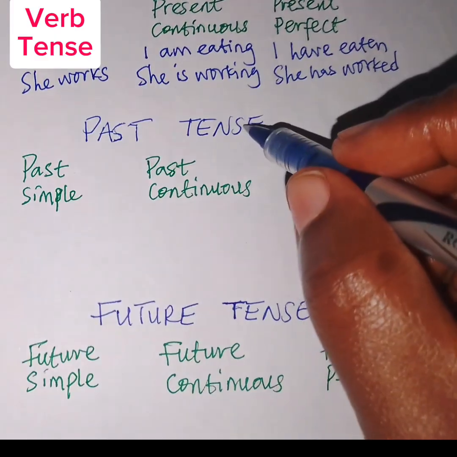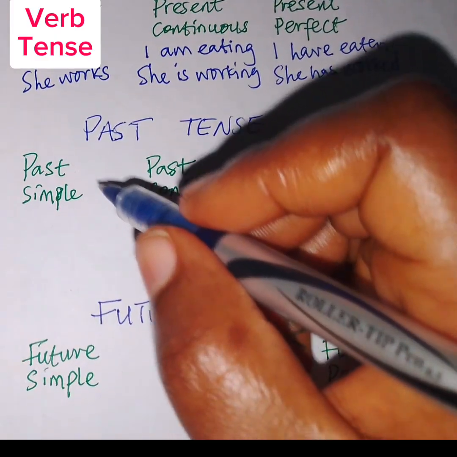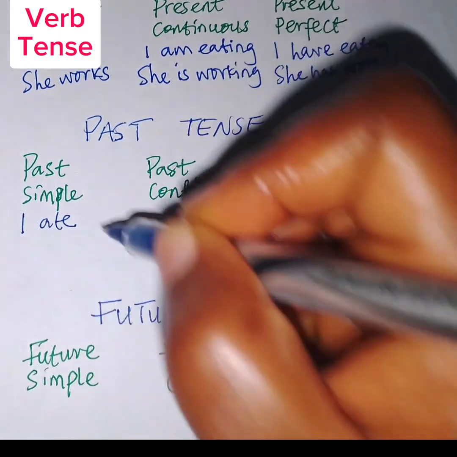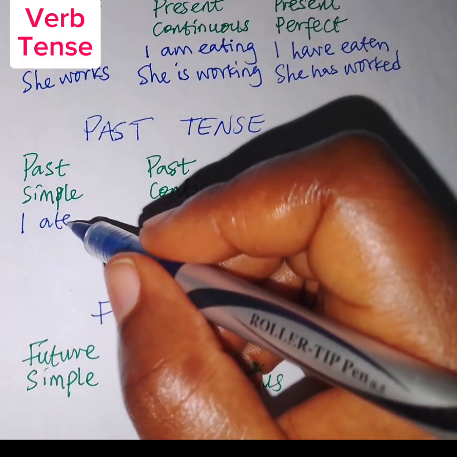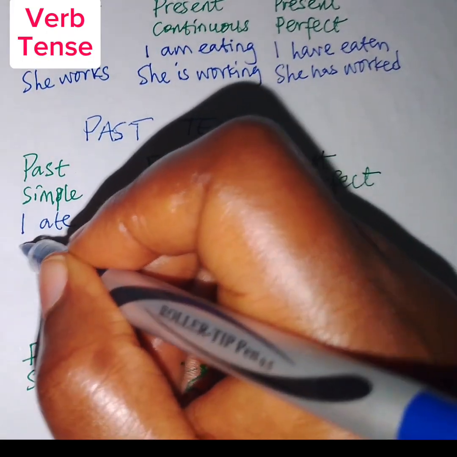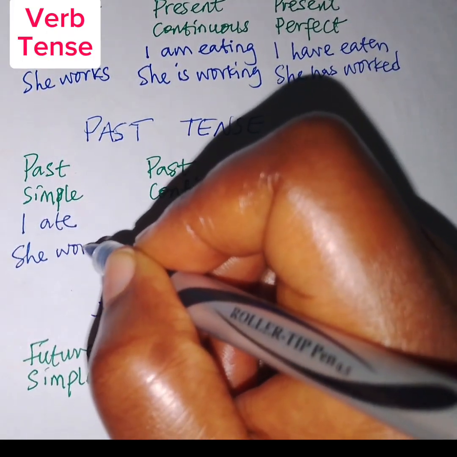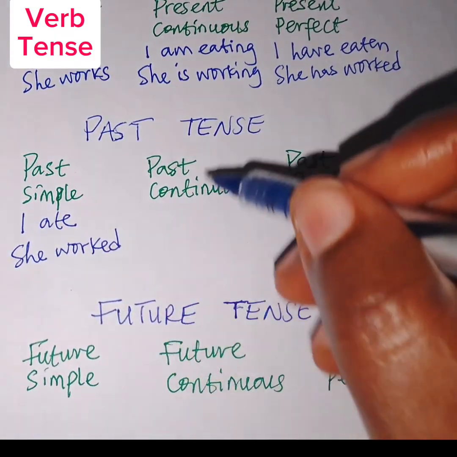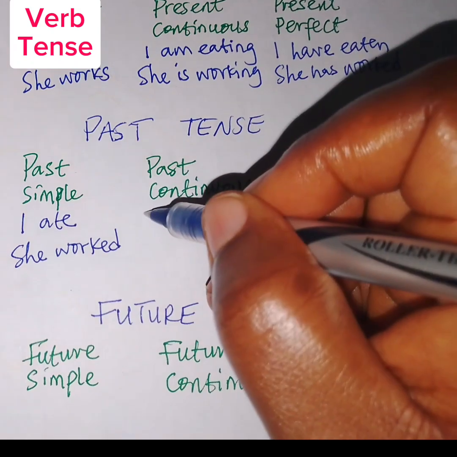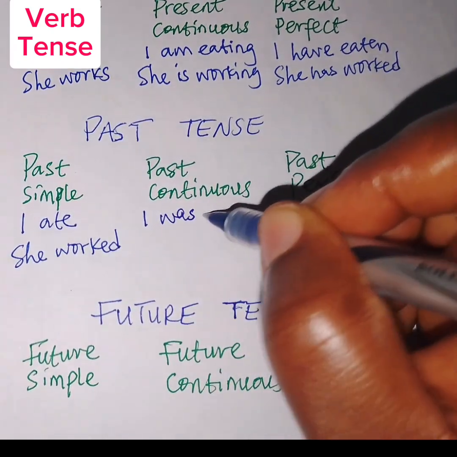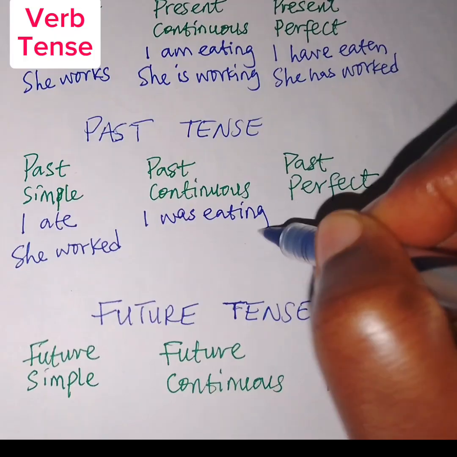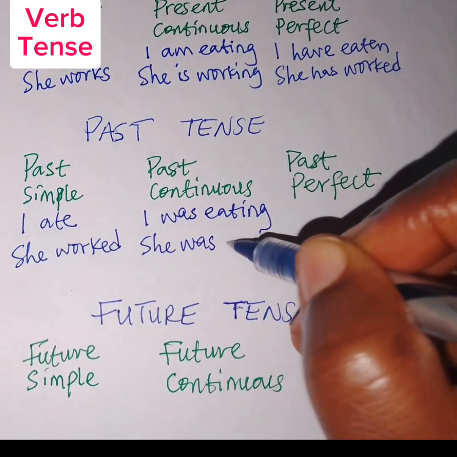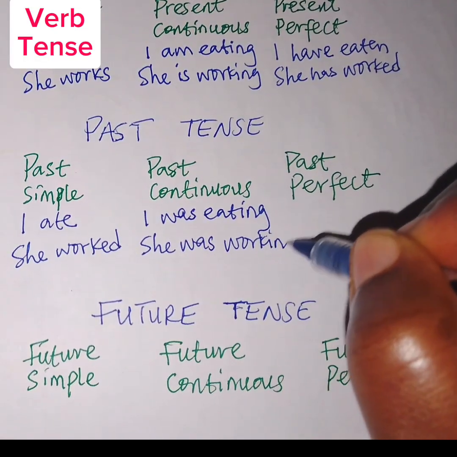The next is past tense. Under past tense, we have past simple. I ate. It has changed to ate. That's the past tense. She worked. Worked is the past tense of work. Past continuous tense. I was eating. She was working.